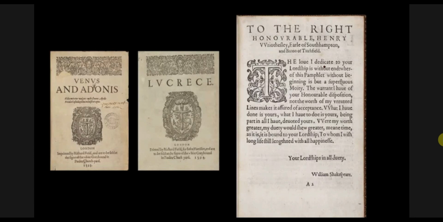The White Greyhound was just three doors away from Wise's shop at the Angel, and so the success and strategies of the narrative poems would have been especially visible to Wise, and perhaps directed the stationer's specialization in Shakespeare's plays and the inclusion of attributions to him from 1598.